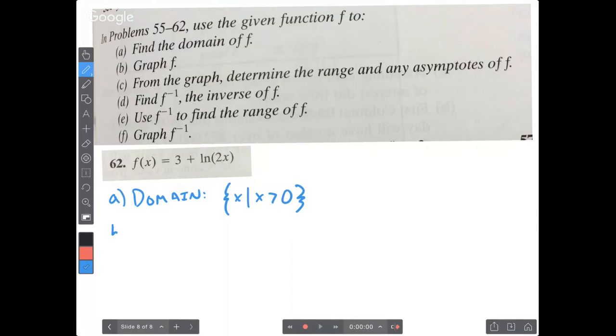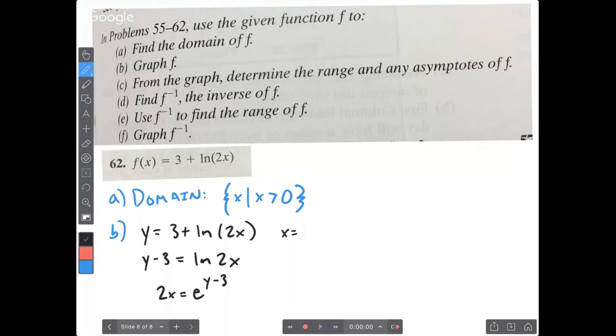B. Graph it. A general strategy for graphing logarithmic functions is to rewrite them as exponential functions. So in this case, y equals 3 plus ln of 2x. I'm going to solve for x. I've got y minus 3 equals ln of 2x. Then 2x equals e to the y minus 3 power, and x would equal e to the y minus 3 power all over 2.